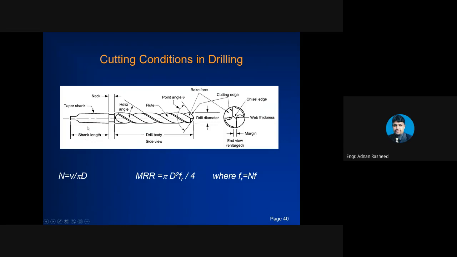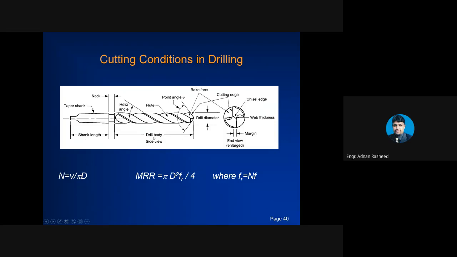Because you have seen in your lab that this shank is tapered, as there is a holding procedure for this drill bit. It must be tapered because a taper will hold the tool in the best possible way. So this is the shank length. This portion is known as the neck, from this point to this point.